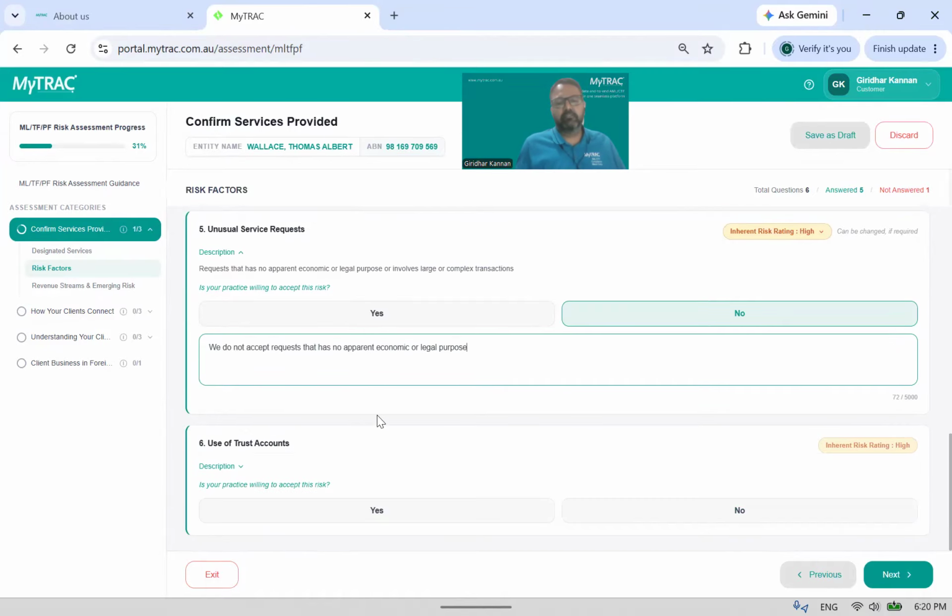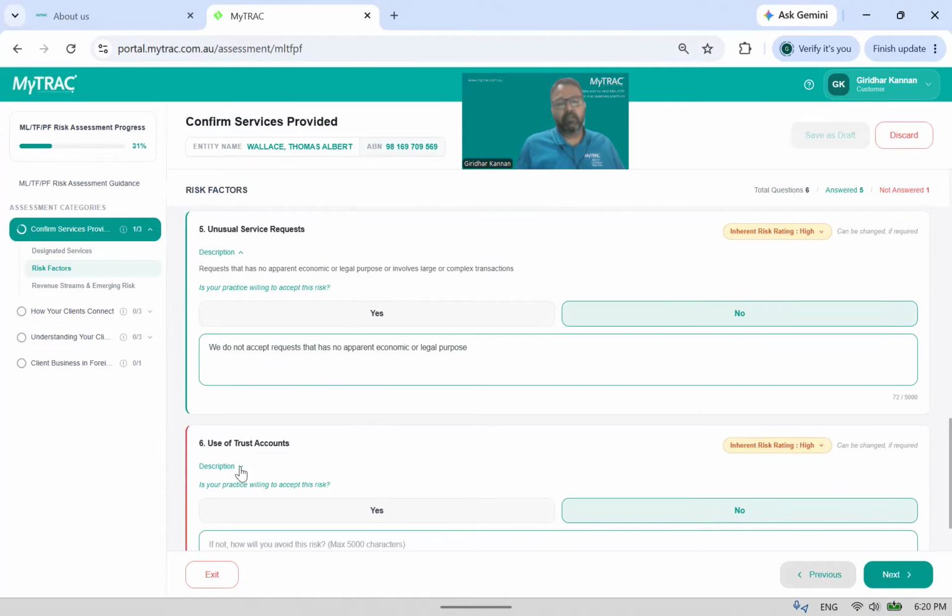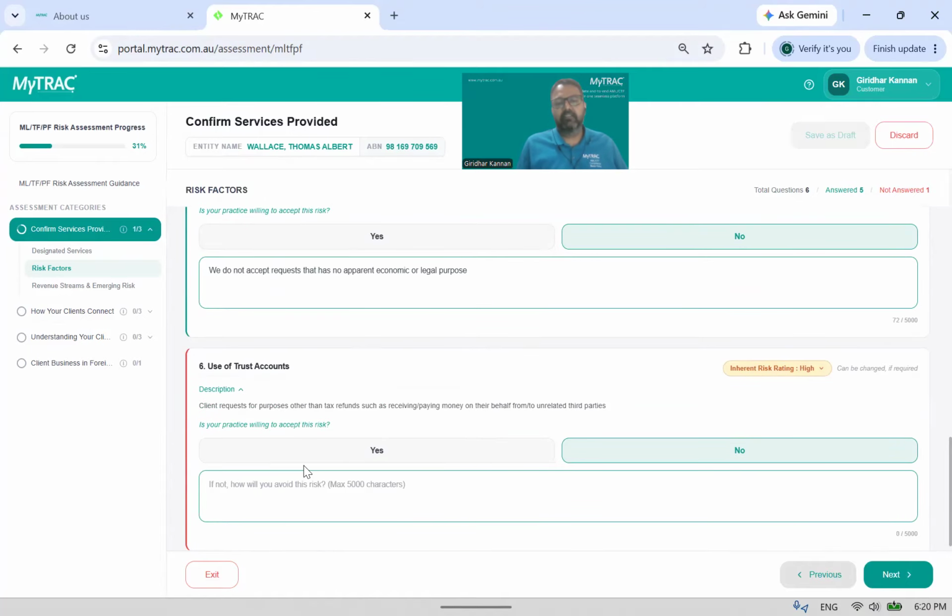Use of trust accounts. Most practices don't use trust accounts, so you can say no. I'll tell you why we're asking this. Let's say you're using it only for the purpose of tax refund for the clients, that's fine. But many times we have seen clients asking that the money be transferred to a third party for tax refund. So these are all opportunities for using you as a money mule for the purposes of money laundering. That is why it is very important to know. So we do not have trust accounts. That's it. I do that, and then I move on to my next screen.